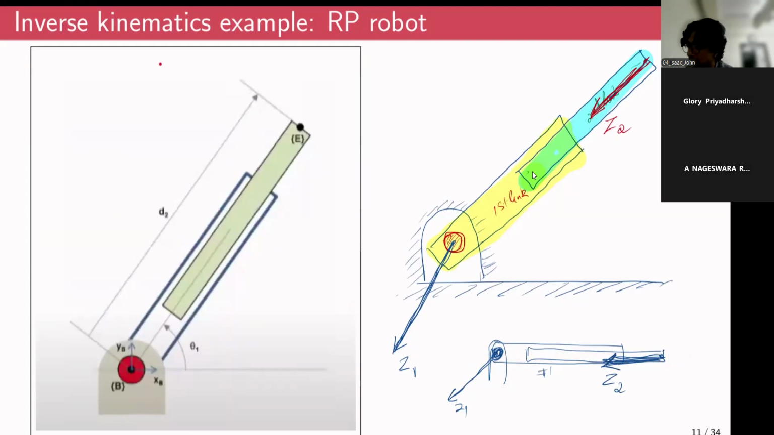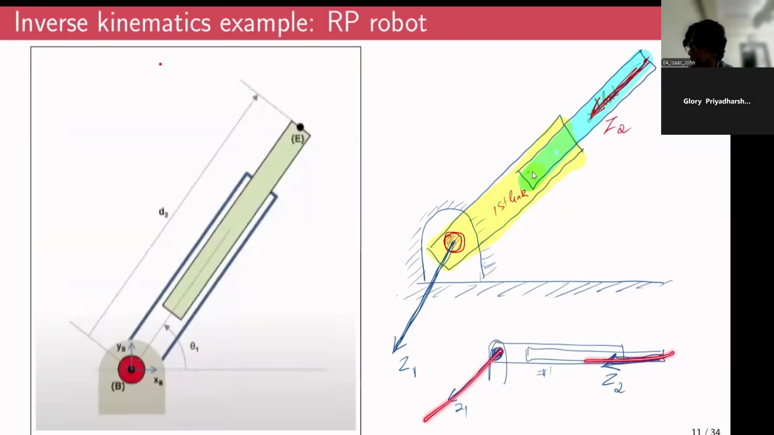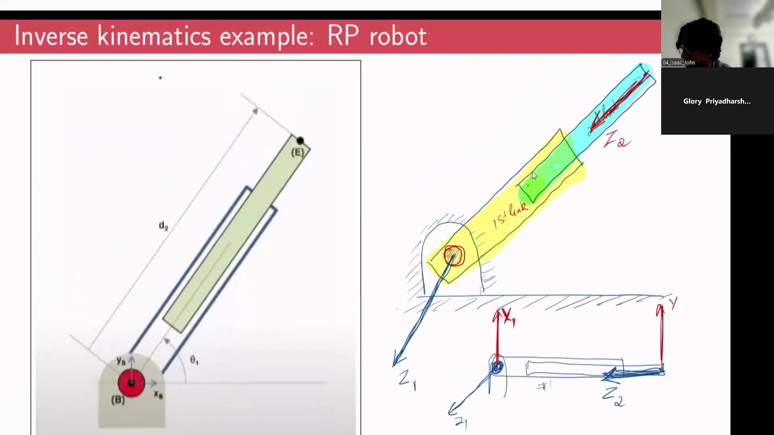Now that we have fixed Z1 and Z2, we have to fix the x-axis. As I have said, the x-axis should be along the common normal to Z1 and Z2. Z1 is out of plane, Z2 is horizontal, so the common normal to Z1 and Z2 is the vertically upward direction. I'll depict this as x1. That will be my x1. And x2, I can fix anywhere, because it's the final joint, so I can make x2 like this. This will be my x2. I'll just erase this off.